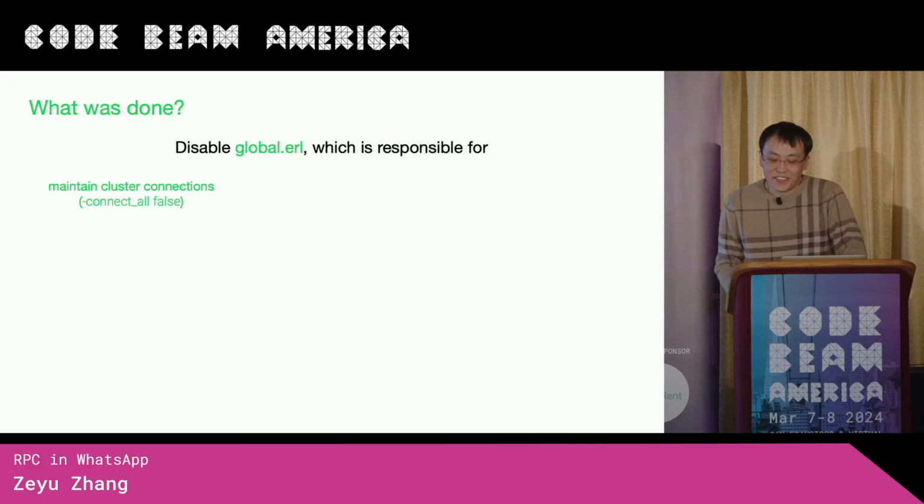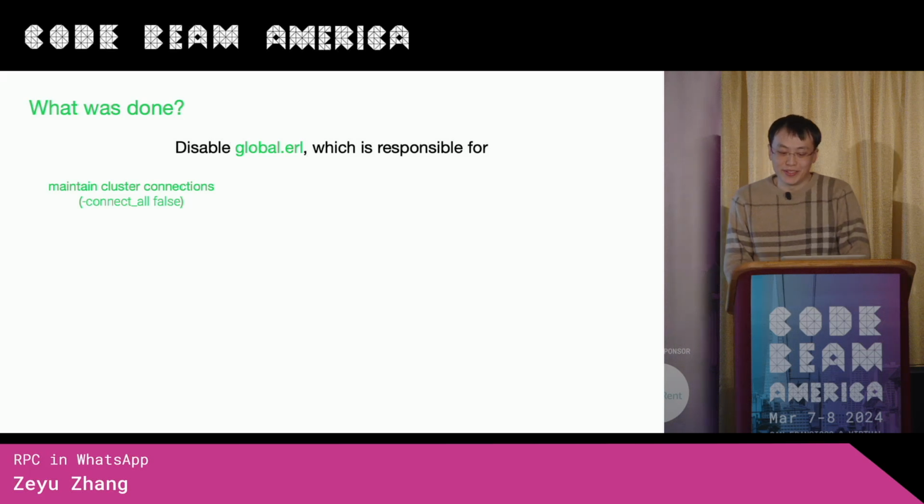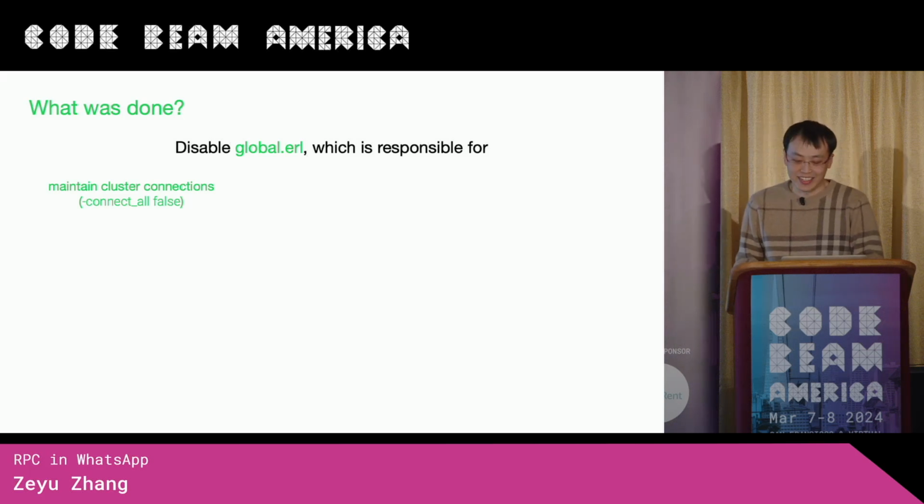The first thing global.erl does is to maintain cluster connections in Erlang distribution. You may have not touched it before, but it's automatically started if you do not specify connect false. Global is very convenient in small clusters, but not scalable because it does a transactional membership change to all the nodes in the cluster, which is very expensive and slow.